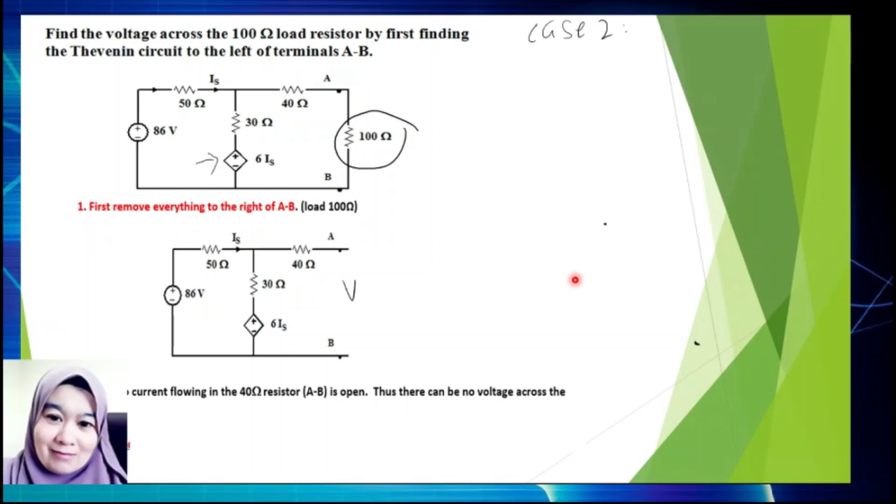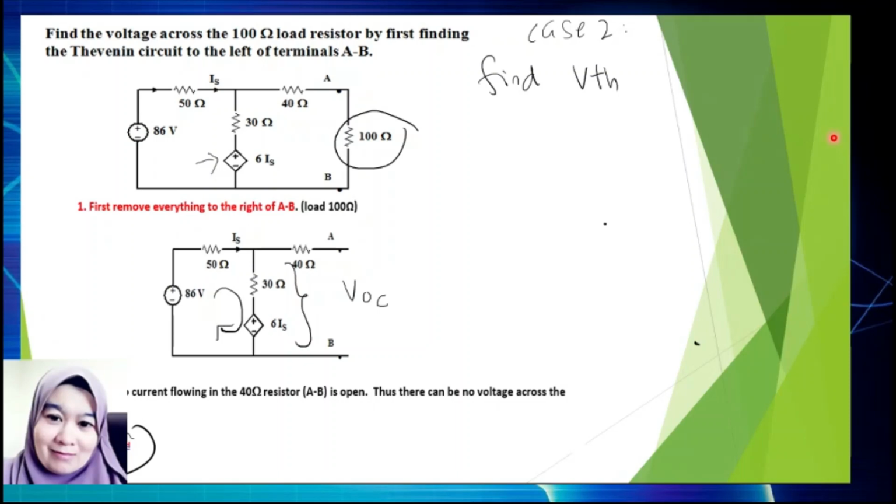Next, same as case 1, you know that there is no current flowing in the 40 ohm resistor because AB is open. So no voltage across the resistor. Then we need to find VTH. So where is VTH here? VTH will be here at 30 ohm. So find VTH.